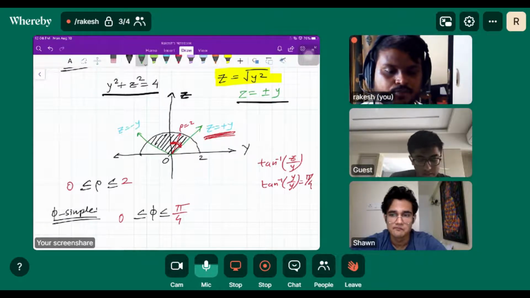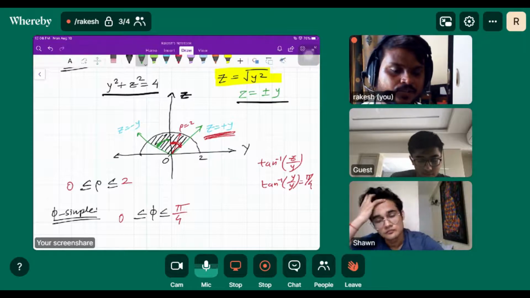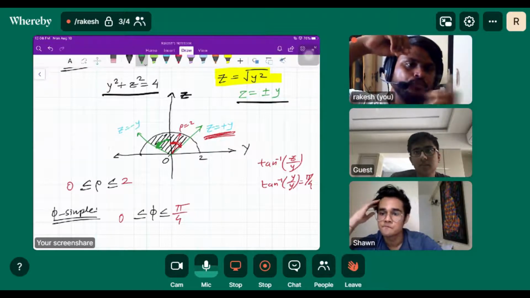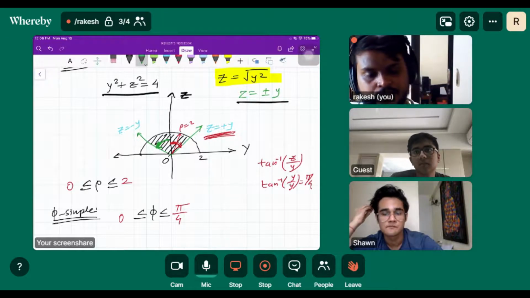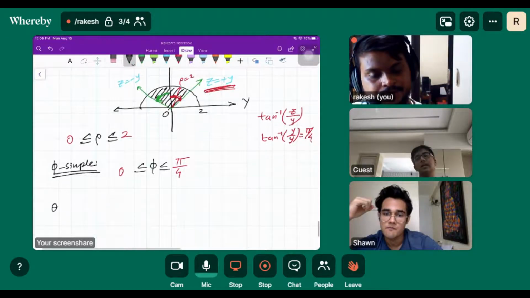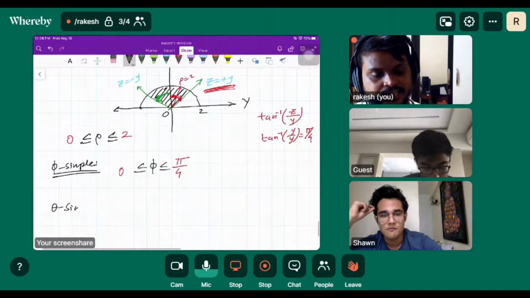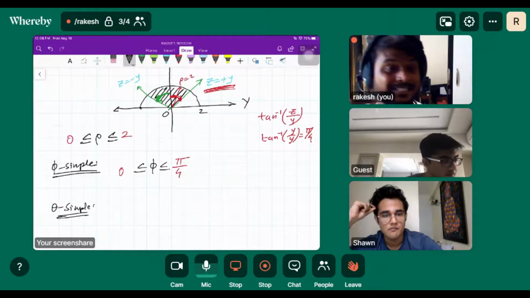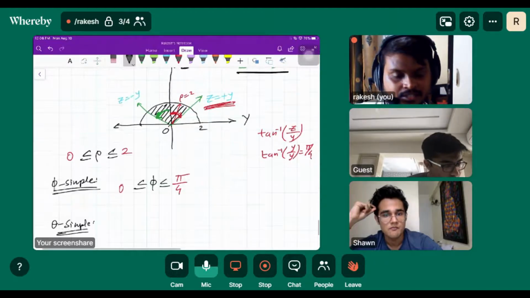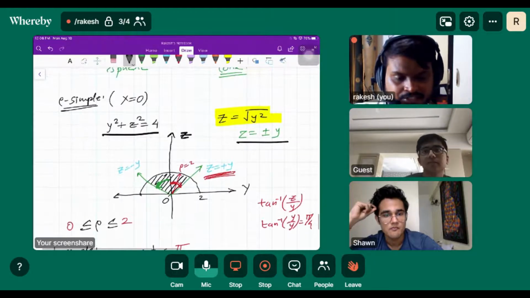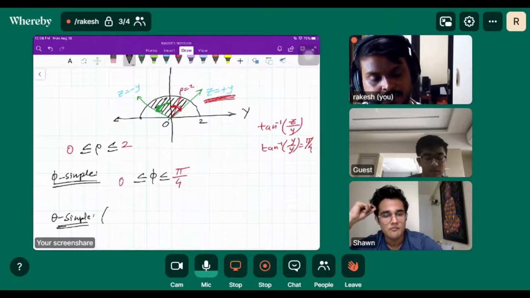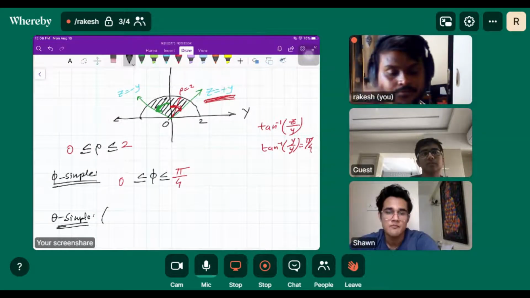Don't get confused about whether we should take this part also. It is going to be covered when you take 0 to 2 pi. Okay. Now what is theta simple? 0 to 2 pi.